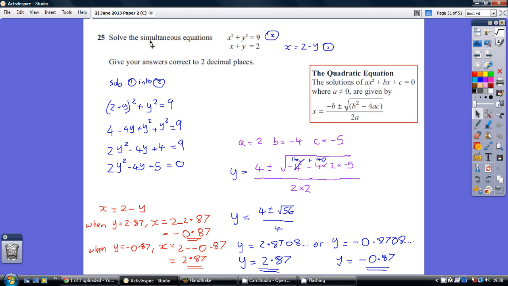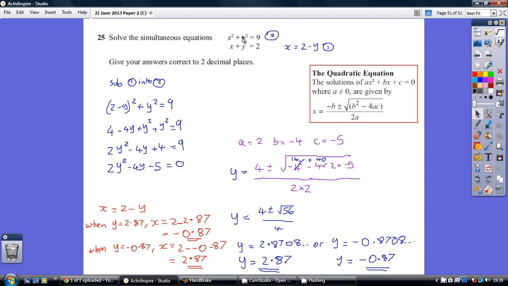Secondly, yes, this is a simultaneous equations question, but you can't just double one of them and line them up and take them away from each other. You can't eliminate x or y. You do have to do this by substitution because we've got x squareds or y squareds involved.